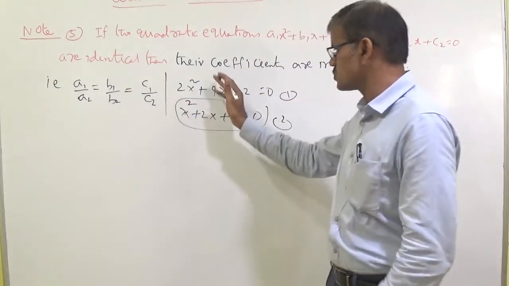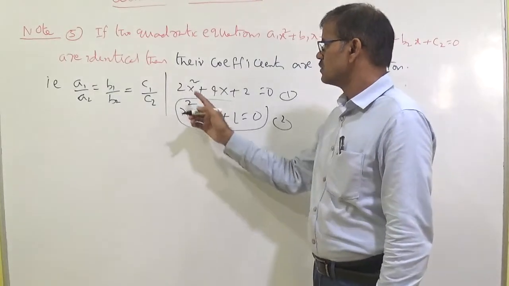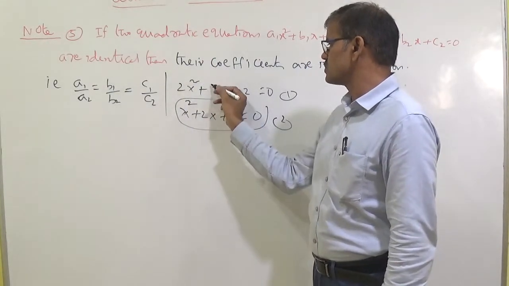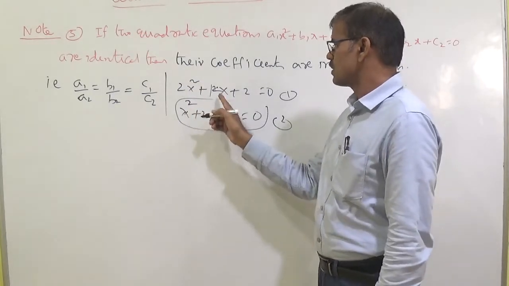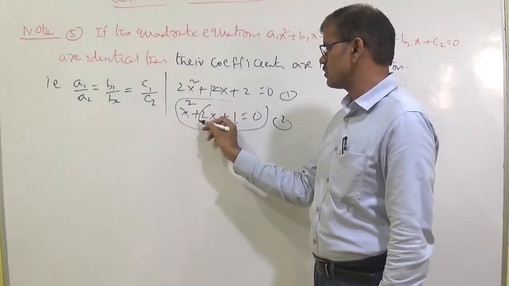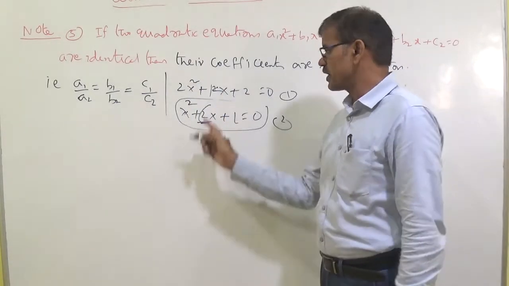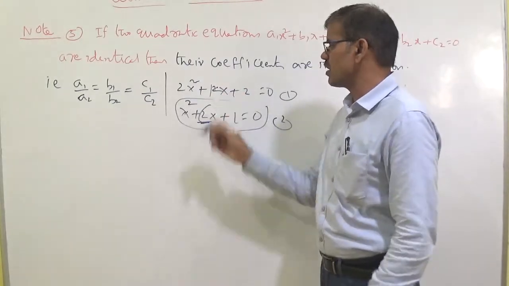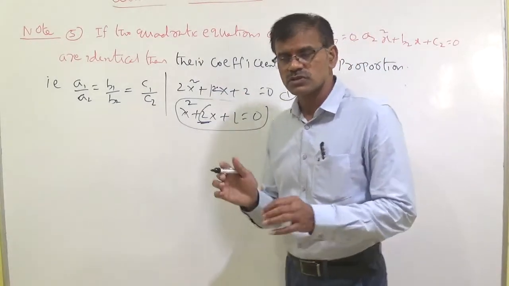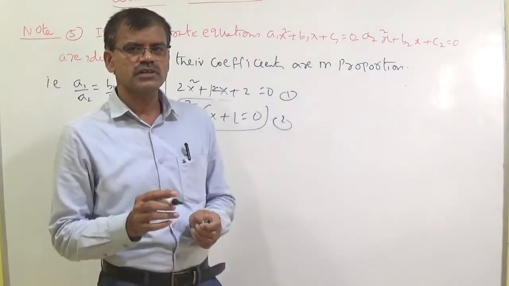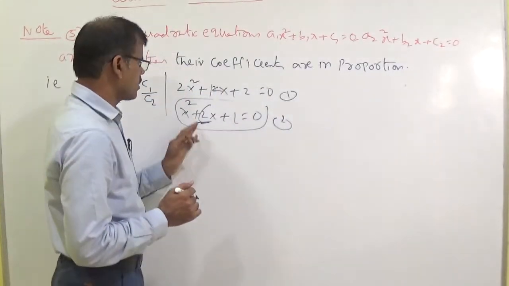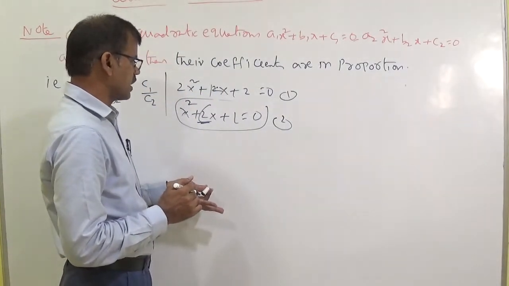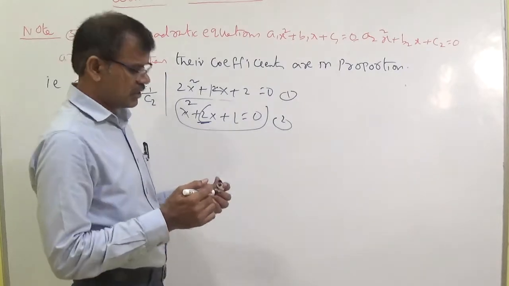A direct bit was given like this. In 2013 he asked like this: 2x square plus k plus 2, and x square plus 2x plus 1, two quadratic equations given like this. What is the value of k, he asked in the 2013 mains question. Very easy to get 4 marks. Using the formula, 2 by 1 is equal to k by 2, like that. Simply k is equal to 4 we can get.